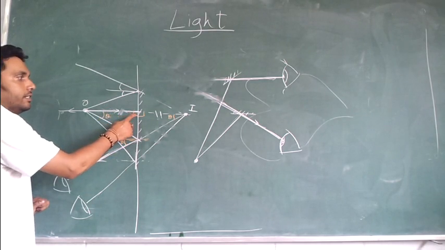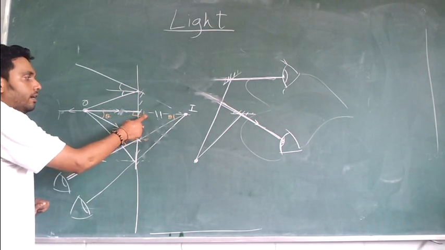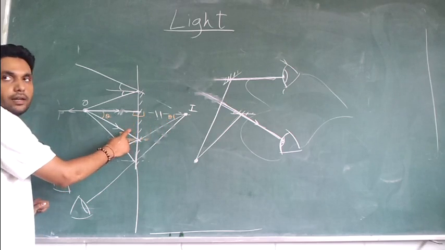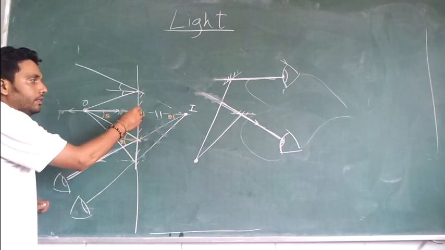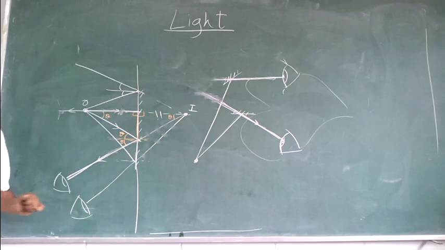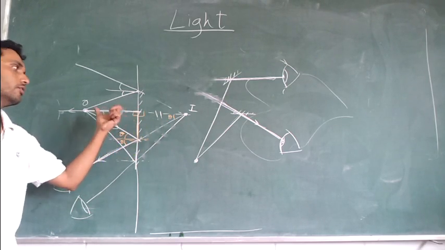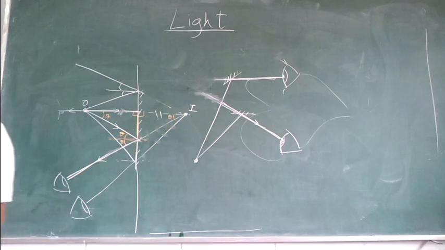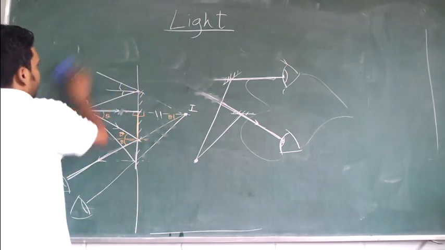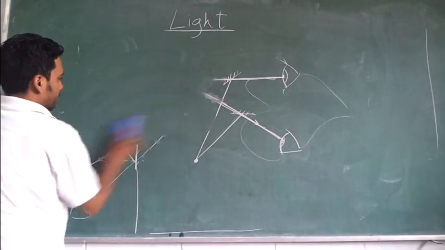So this angle equal to that angle equal to that angle. Obviously this angle also equal to that angle. All angles are same, and this side is common. So it's a congruent triangle, hence this distance will be equal to that distance. Okay. So now let us go on to what is there this year.